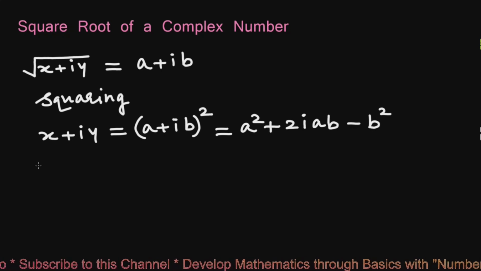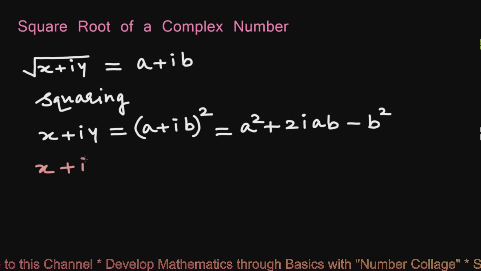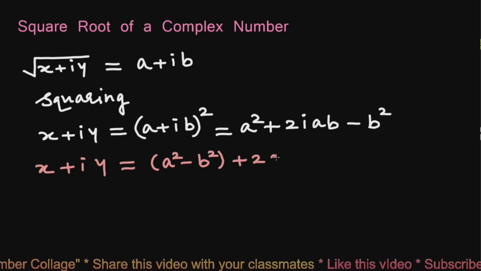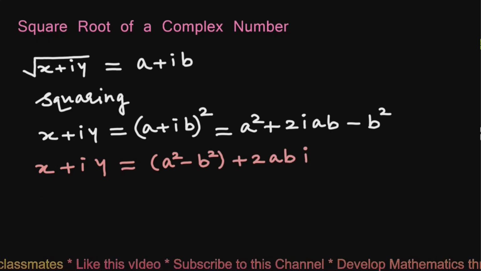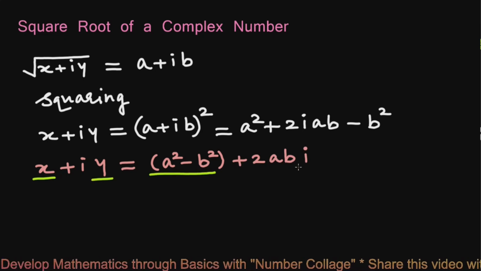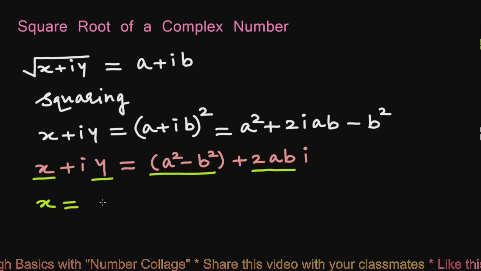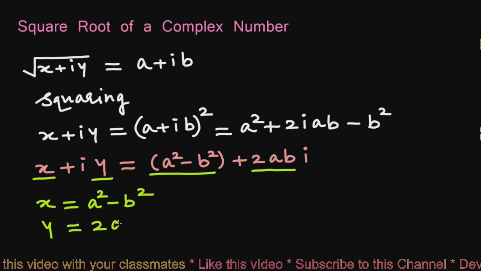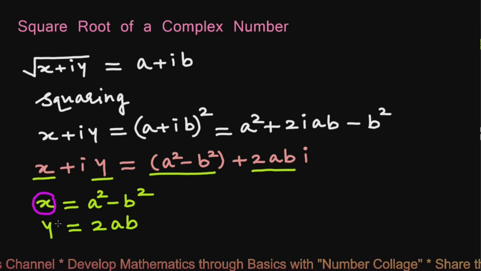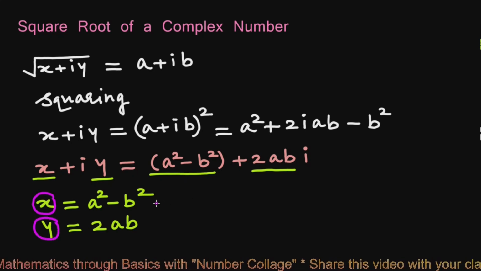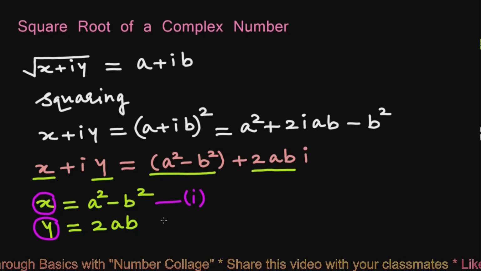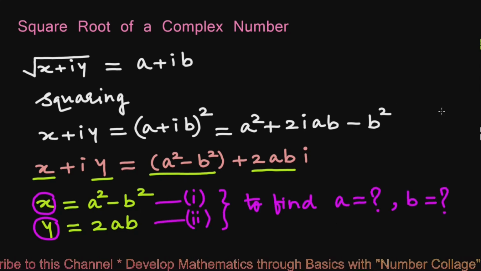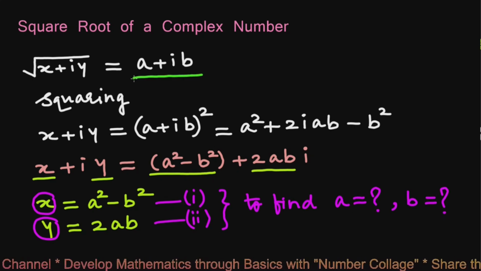Now we will rewrite it as x plus iy equals a square minus b square plus 2ab into i. After equating real part and imaginary part, we write x equals a square minus b square and y equals 2ab. Here values of x and y are known, so we can solve these two equations to find the values of a and b to get this square root a plus ib.